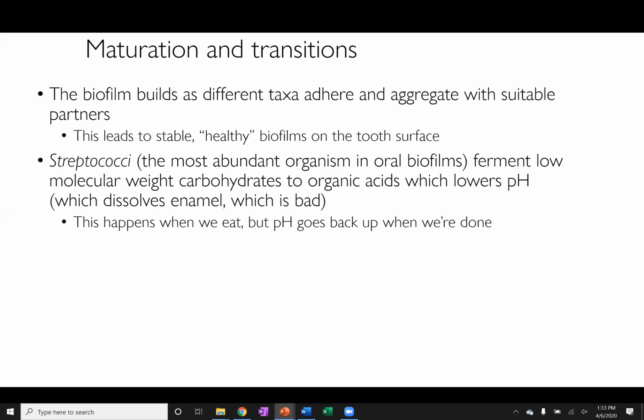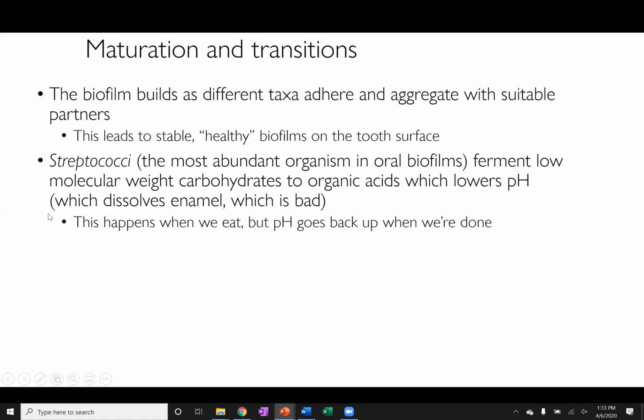So streptococci, which are the most abundant organisms in your biofilm, do ferment low molecular weight carbohydrates. So you're thinking about glucose, sucrose, things like that. They convert them to organic acids, which actually lowers the pH of your mouth. And for those of you that know anything about dental, the way your teeth work, this lower pH from streptococcus actually dissolves your enamel, which is that outer coating, which is actually kind of bad.